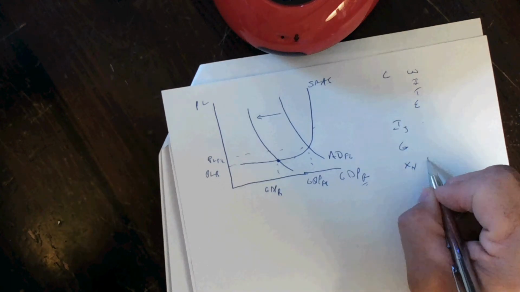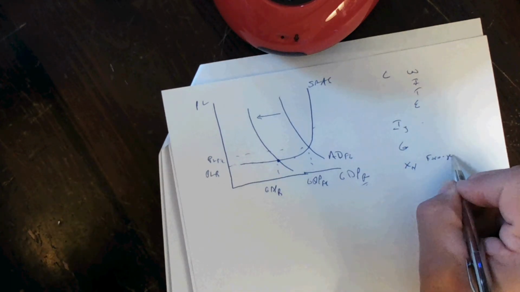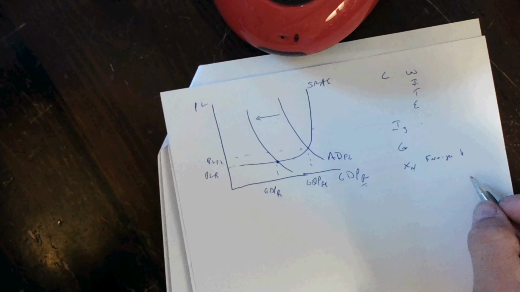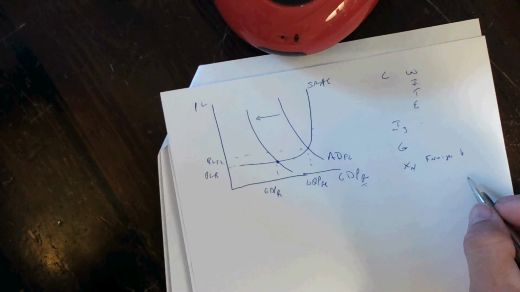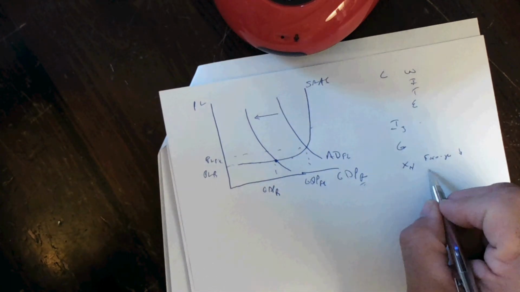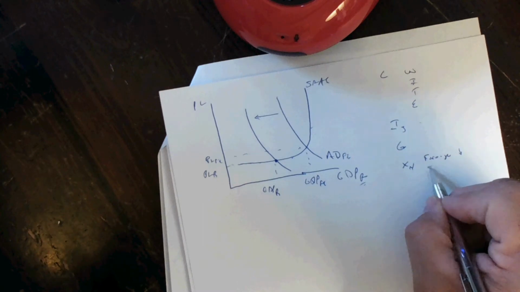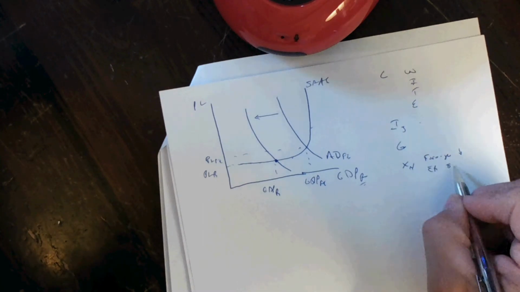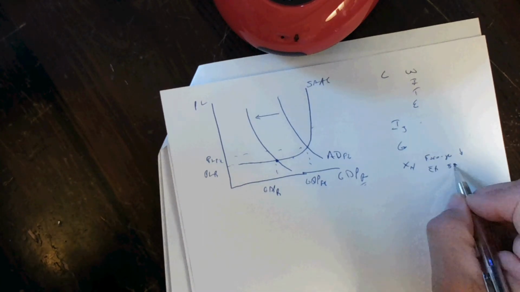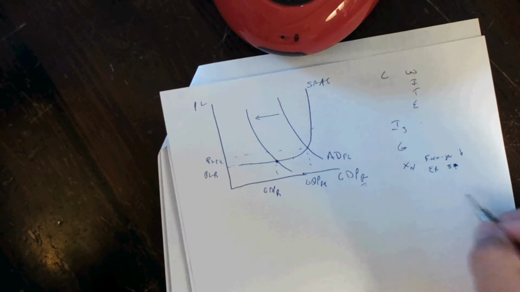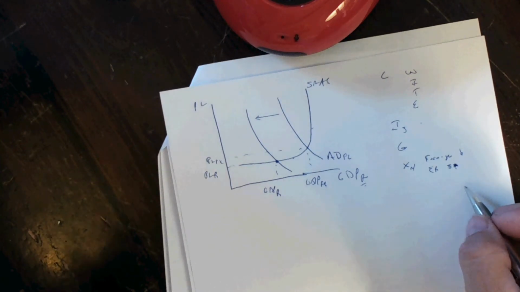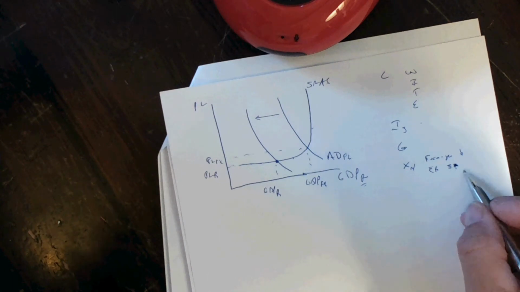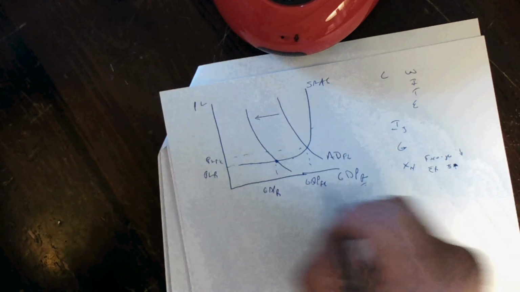XN. It could be that foreign income has gone down. Other countries may be experiencing recessions. They're buying less of their output as well as less of our exports. And it could be that exchange rates, the dollar has strengthened. That means we'll buy more imports because our dollar buys more of their currency. But it means that our currency is more expensive to them and they'll buy less of our exports. And so XN will fall.